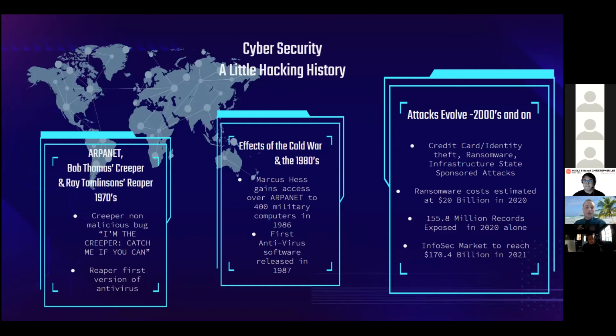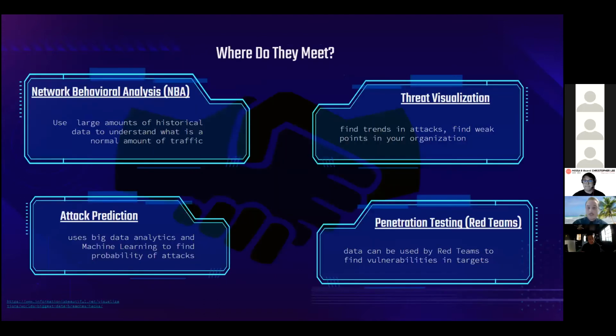So now I'm going to talk a little bit about overlap. Where do these two things come together? Big data can be used in something called network behavioral analysis. What this does is it looks at huge amounts of data over the long term. That allows you to detect outliers or anomalies that have a pretty high likelihood of being attacks. You can also use big data for attack prediction. If you can see where things are attacking and what types of attacks are being used, you might be able to predict where it might be attacked and how it might be attacked next.